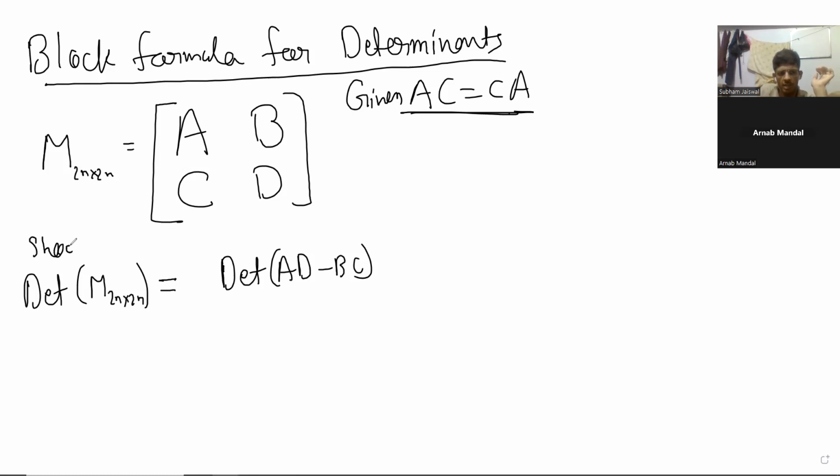Sometimes it may happen that AC is not equal to CA, but then in general the determinant formula will not hold. Because why should this hold? This is a very strange formula, right? Because these are not numbers. The determinant formula that you know is for numbers. So a priori it should not hold.